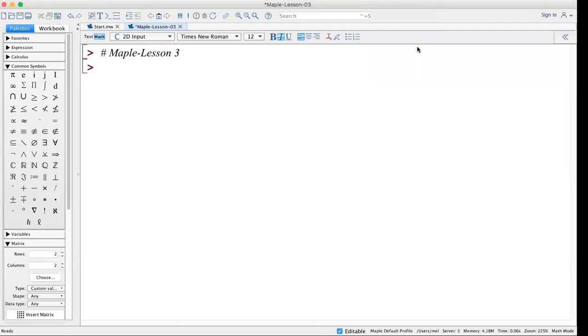So this is more Maple. And the first thing we're going to learn are some commands about polynomials. So polynomial factoring and expansions.